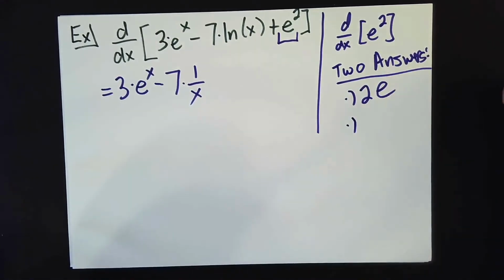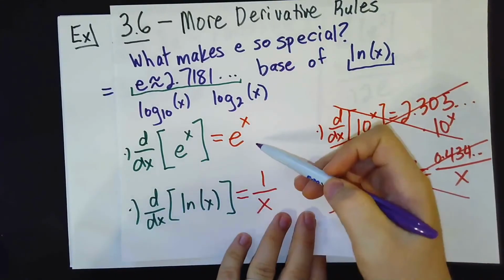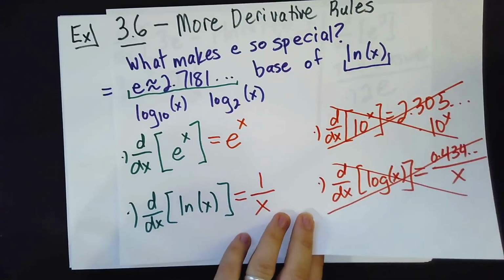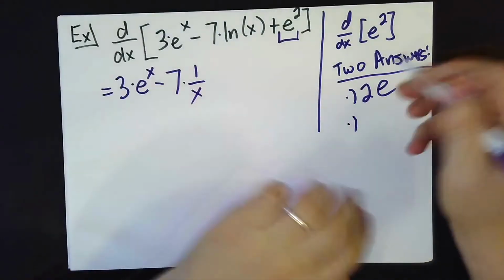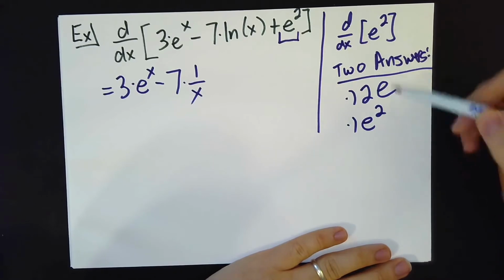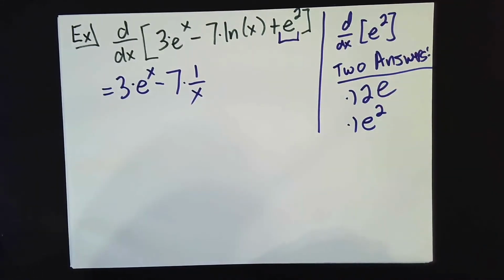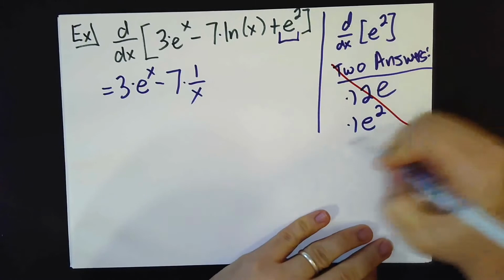But if I took the derivative of e squared using this rule, I would seem to get e squared. So which is it? Which of these is the derivative of e squared? It can only be one of these. Well, I lied, actually. It's neither of these. These are both wrong.